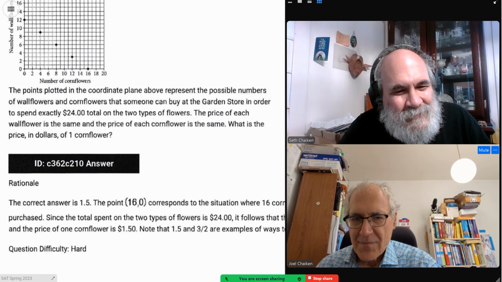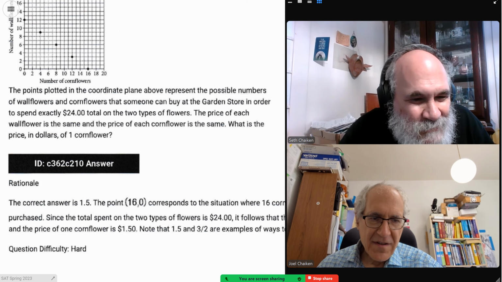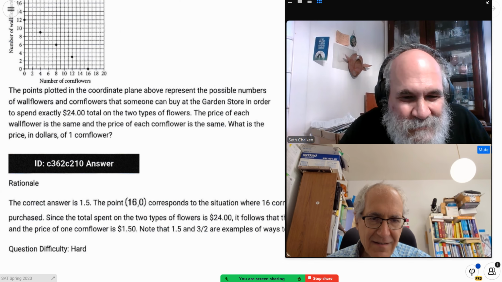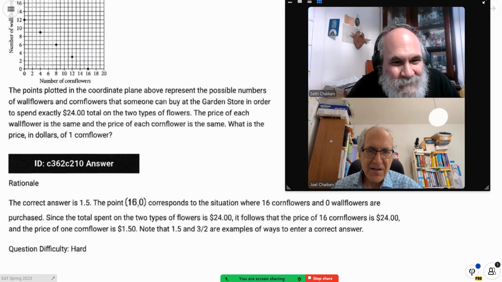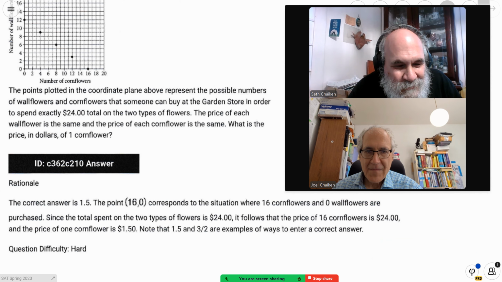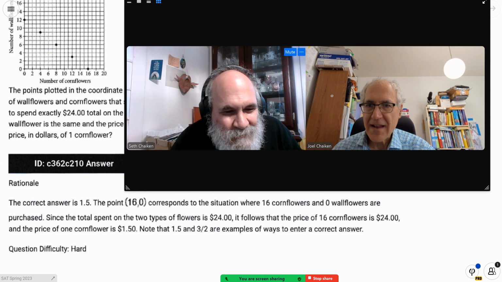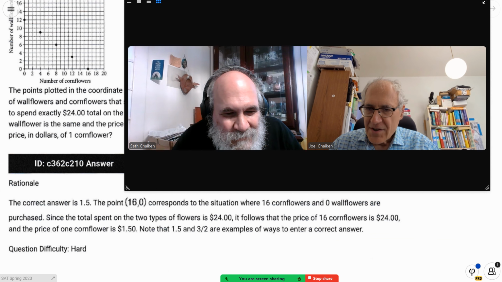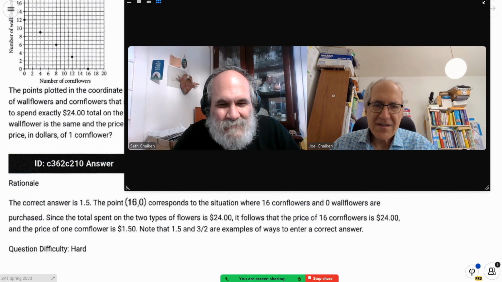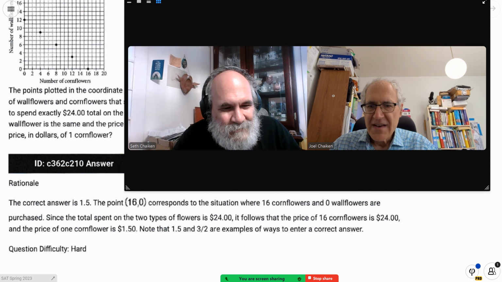Oh, we have a problem. So we need to take this and make it a little like this. Maybe we'll even leave the picture there. That'll be nice. Okay, the correct answer is 1.5. The point 16,0 corresponds to the situation where 16 cornflowers and 0 other flowers are purchased. Since the total spend is 24, it follows that 16 cornflowers cost $24.